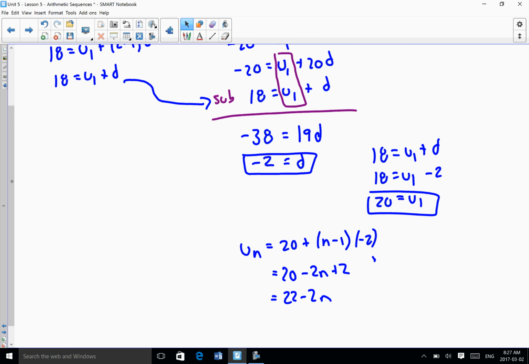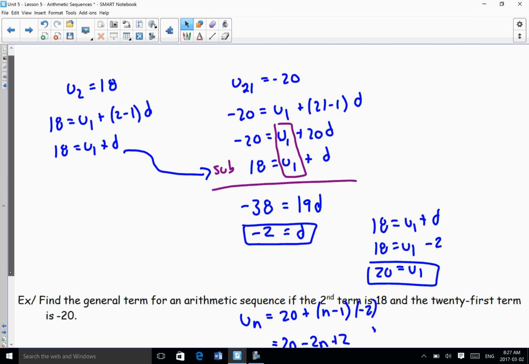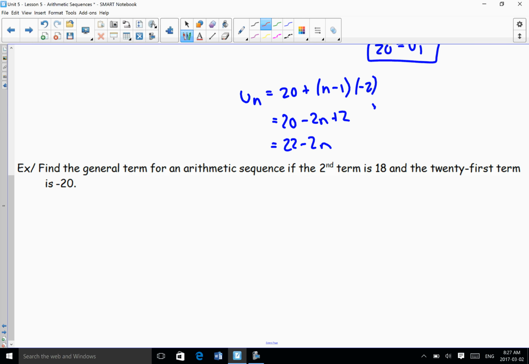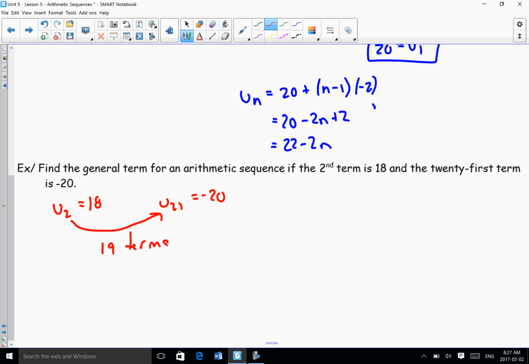So we take the same question, let's bring it down here so you can see it, and we can do this in a common sense way. So let's go back to the beginning. We knew that u number 2 was 18 and u21 is negative 20. Well, this is 19 terms, that's the difference between u2 and u21. And we've gone down from 18 to negative 20. So haven't we gone down 38? Right? 18 minus negative 20, that would be 38.